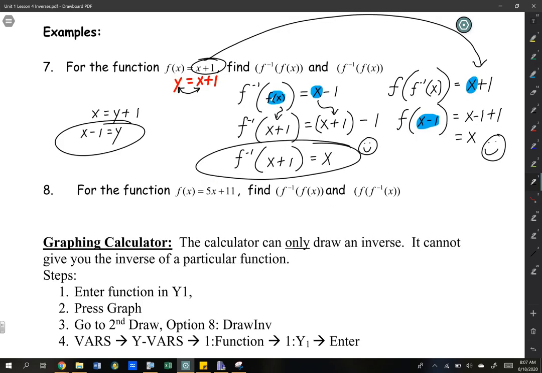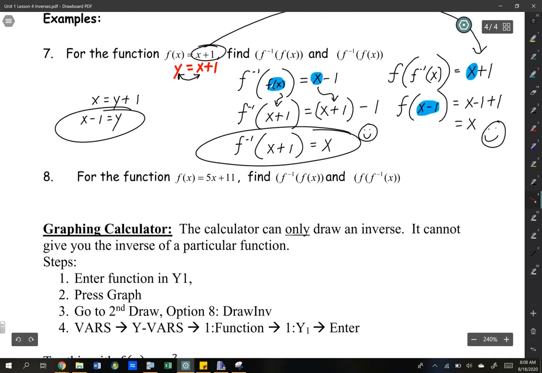All right? But guess what? You really don't have to do any work if you can remember that this always works. Whenever I put the original function into the inverse, I get x. Whenever I put the inverse into the original function, I get x. So for number 8, there really isn't any work, and that's why we love to know this rule. The answer is x. Done. Love it.